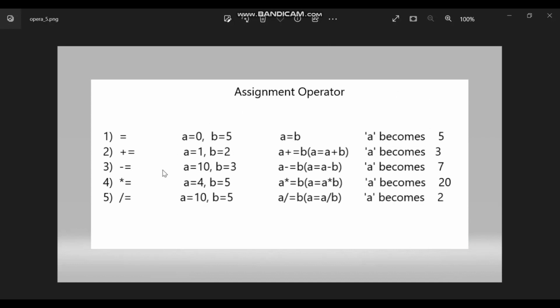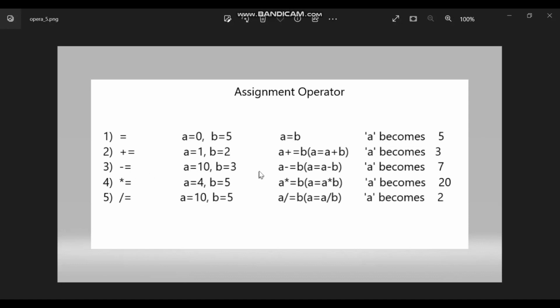Plus equals to operator means, for example, if you have A equals to 1, B equals to 2, A plus equals to B means A equals to A plus B. Here first A plus B will be calculated, then A plus B will be shifted to A. A is 1, B is 2, 1 plus 2 is 3. 3 will be shifted into A. A now becomes 3.